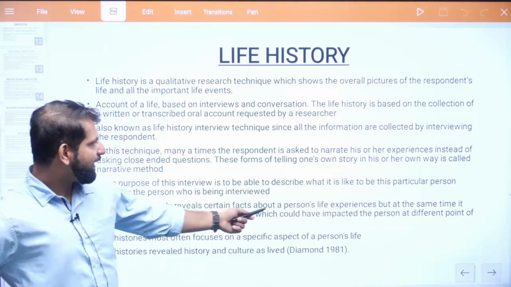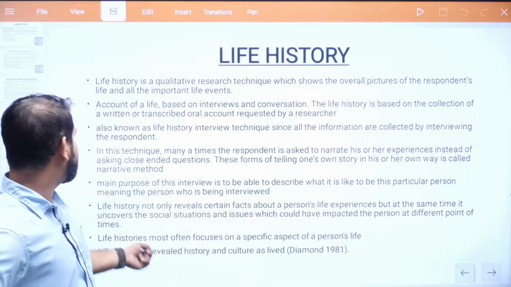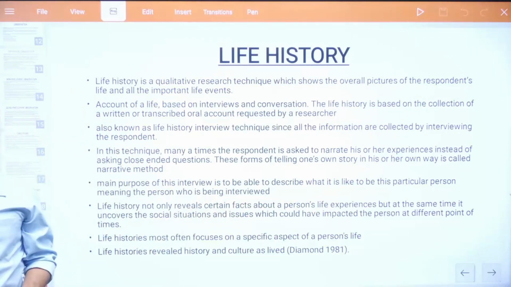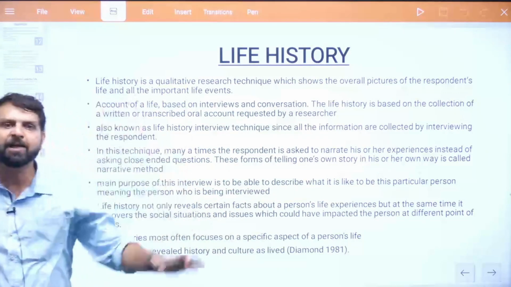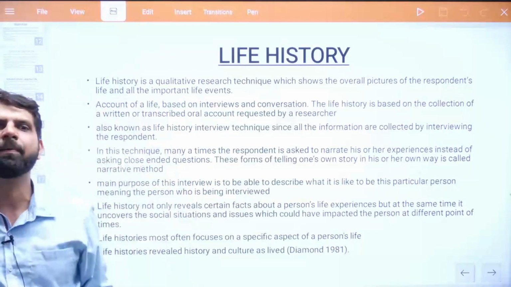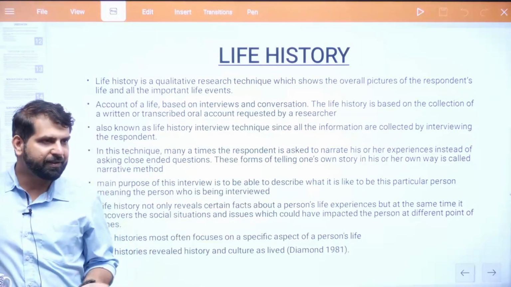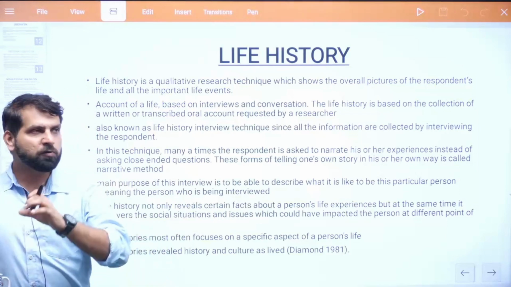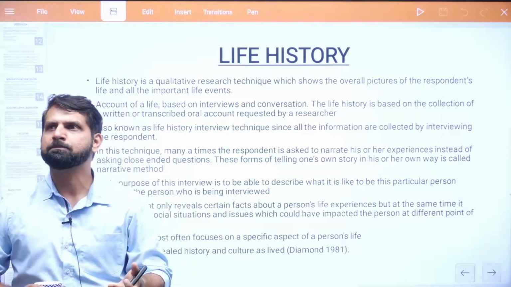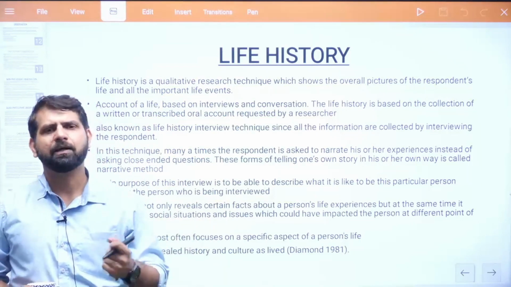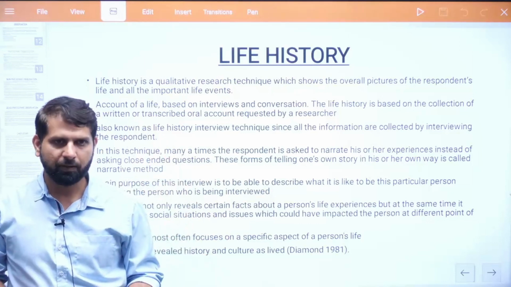Life history not only reveals certain facts about a personal life experience, but at the same time uncovers social situations, issues which could have impacted the person at different points of time. So if I'm asking you about your life history, I'm also getting a view of the social situations which have prevailed in your life, and from that I can get an idea how the social environment around you was. So people who took part in the freedom struggle, if I start taking their life history, I can get the fact that discrimination was there, when they say that I was not allowed. Say if I start taking Mahatma Gandhi's life history, he will say that I was not allowed to board the train, I was thrown out of it. I can get that there was discrimination which was happening.